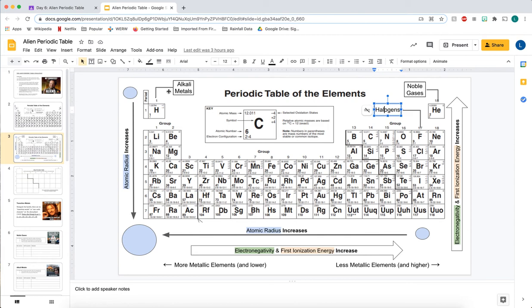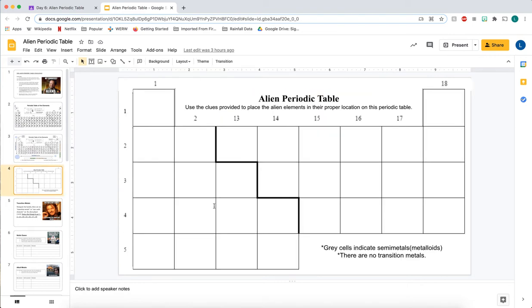Notice the alkali metals. I put this up at the top because this is where it fits, but don't forget, hydrogen is not an alkali metal. We're starting with lithium and going down, and we talk about the alkali metals. So here is our abbreviated periodic table that we are going to be putting our alien elements on.